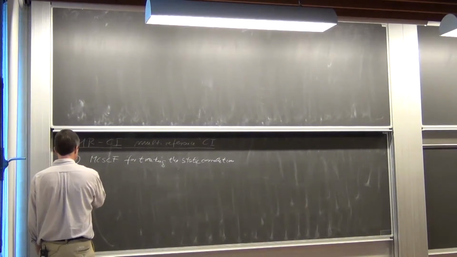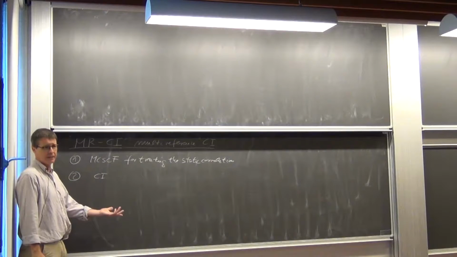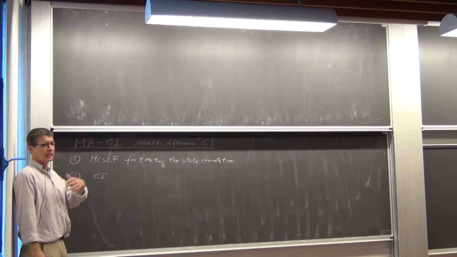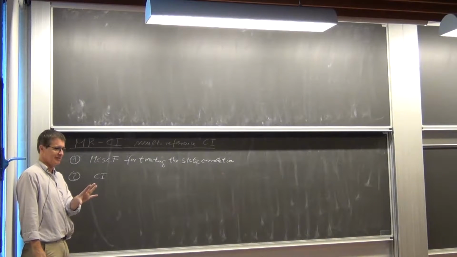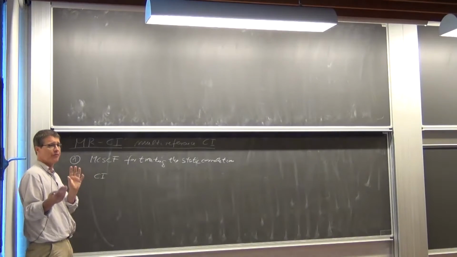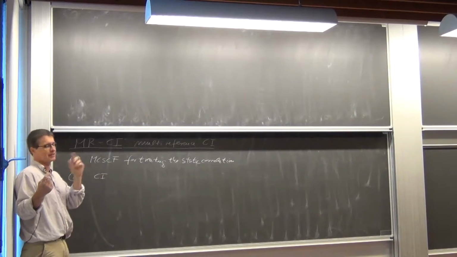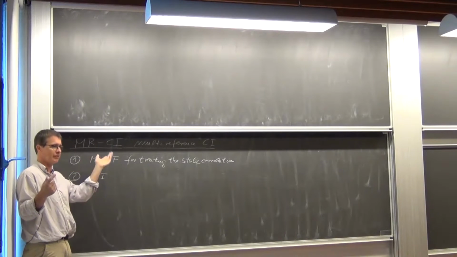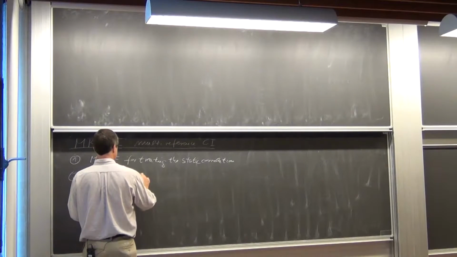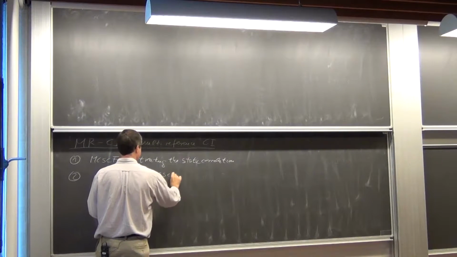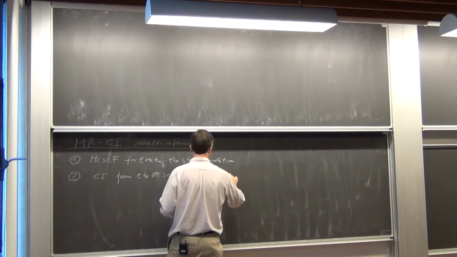And then in the second step, you do a CI where you include, and that depends on what kind of CI you want to do, double excitations from your reference wave function. But in a normal configuration interaction, your reference wave function is the Hartree-Fock, the single determinant Hartree-Fock wave function. And you have then single or double excitations, triple excitations, whatever you want to include. Here you do a CI from the MCSCF reference wave function.